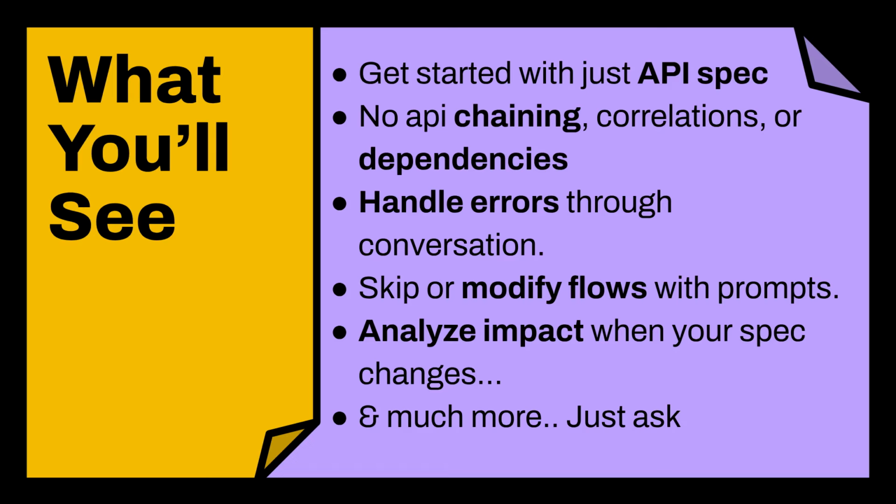If something fails during execution, just talk to the agent like, use a dummy email and continue. You'll see how easy it is to get performance insights, skip or tweak APIs with a few prompts, freeze and rerun, and even analyze the impact if your API spec changes, all through conversation.